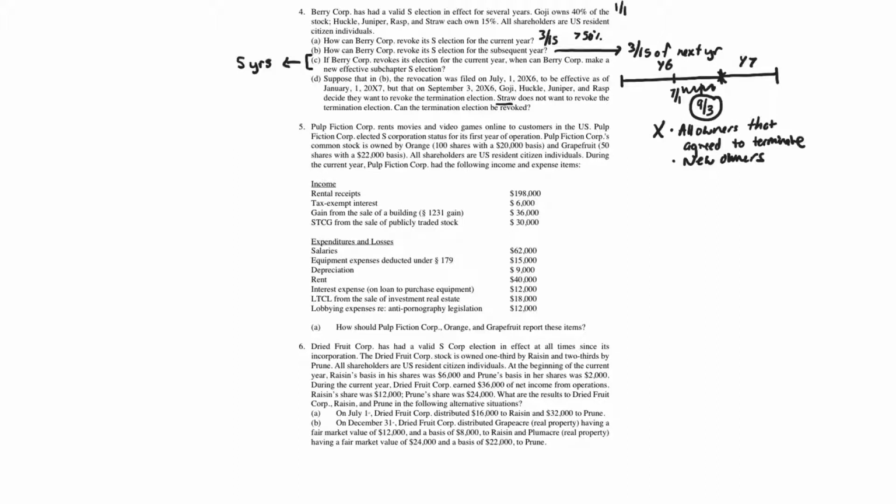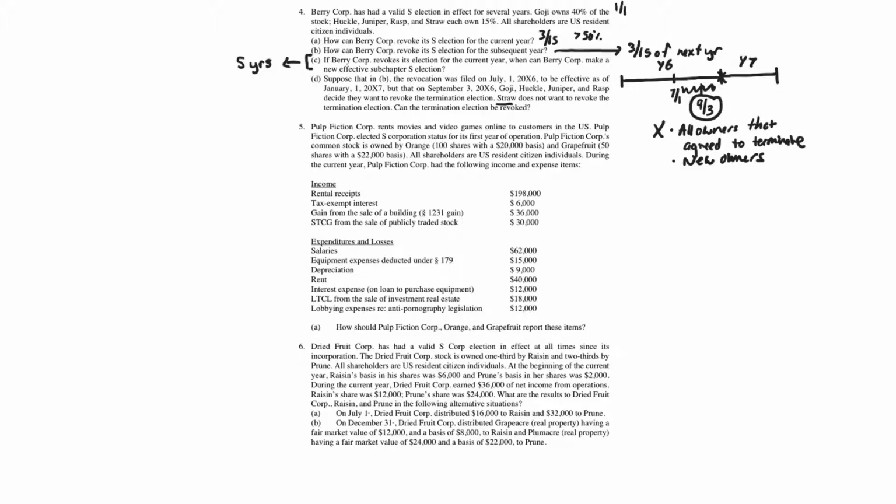All right, let's go to problem 5. So in problem 5, we've got Pulp Fiction Corp. It rents movies and video games online to customers in the U.S. Pulp Fiction elected S Corporation status for its first year of operation. Pulp Fiction Corp's common stock is owned by Orange, 100 shares, and Grapefruit, 50 shares.